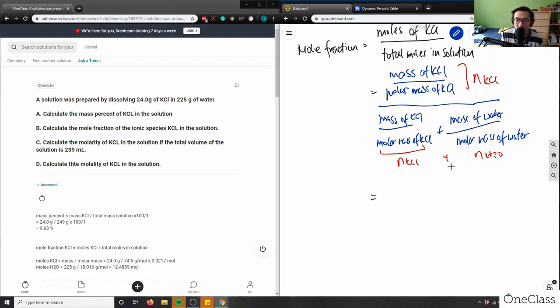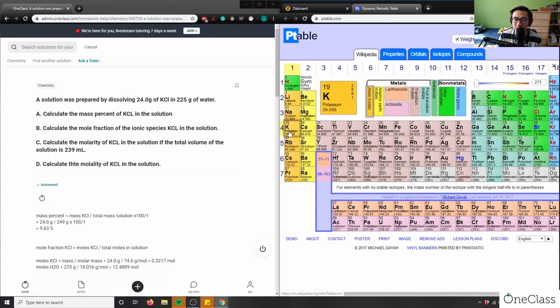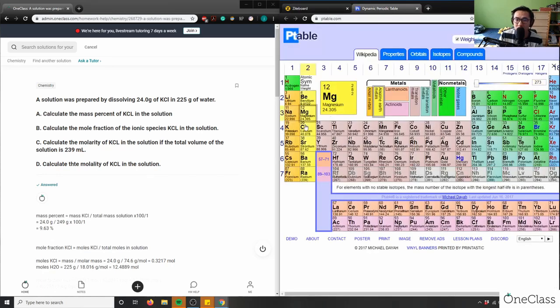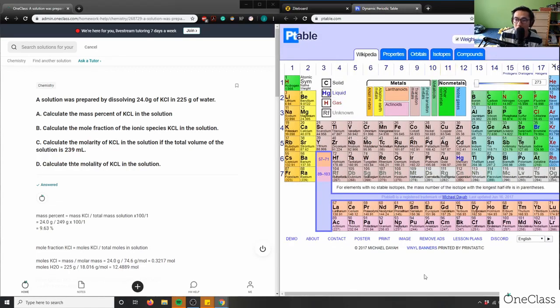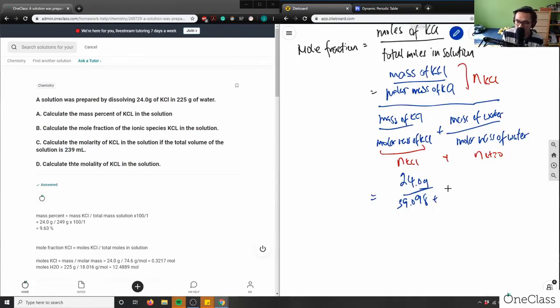So this is the mass of potassium chloride. We have 24.0 divided by the molar mass of potassium chloride. Well, we can look at our periodic table here. Our potassium here is 39.098. Let's take all the decimals. Plus our chloride, which is chlorine here, is 35.45 grams per mole.